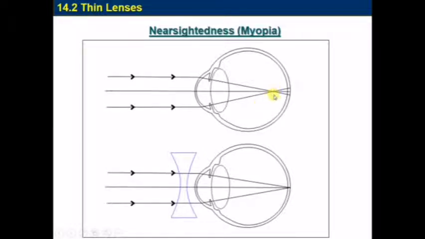So the image, instead of being focused on the retina, will be focused where? In front of the retina. So here the near things will appear clear, but the far things will appear blurred. How to fix this problem? We can fix it by using a diverging lens.